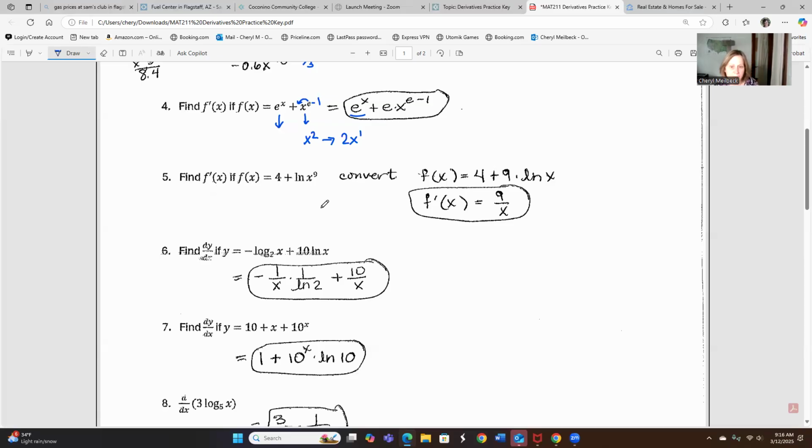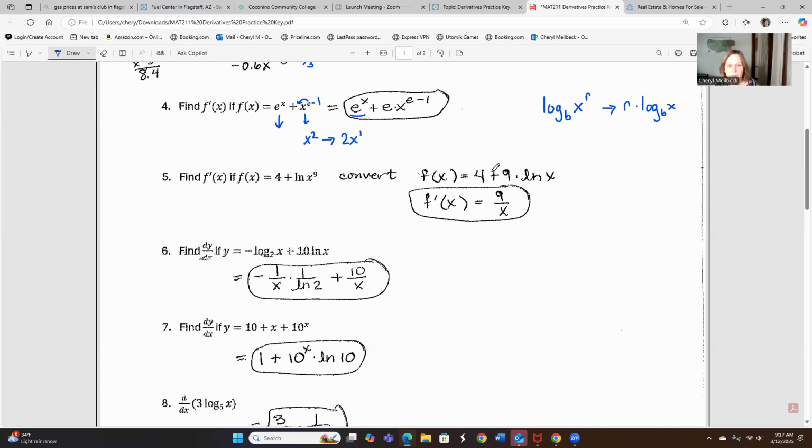In number 5, the best way to do this is probably to convert it first to 9 times the natural log of x. That's the power rule for logarithms, which states if you have the log base b of x to some exponent, that is equivalent to bringing the exponent out front, r, times the log base b of x. So this exponent just comes down in front.